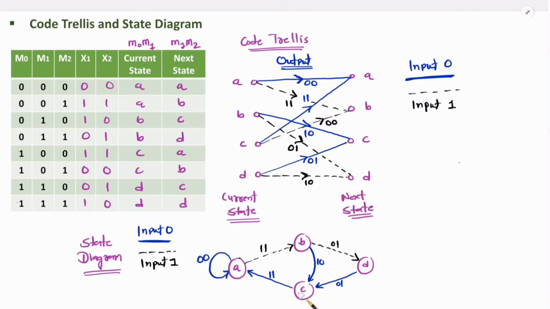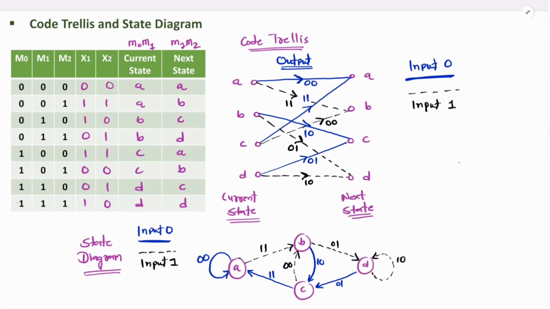Current state C, input 1. Current state C, input 1, next state will be B. So from C to B we need to draw a line, and here output will be 0 0. So let me note down 0 0. Now see current state D, input 1, then it will remain in state D only. So close the loop by a dashed line, and output is 1 0. So that is how one can draw a state diagram, right?